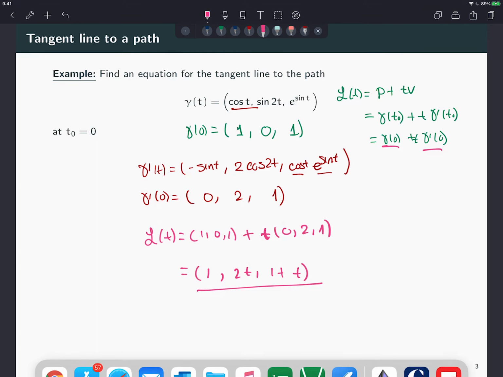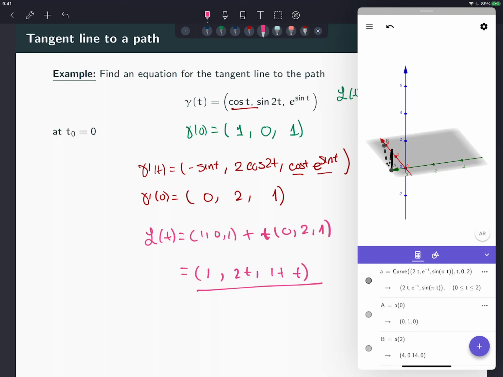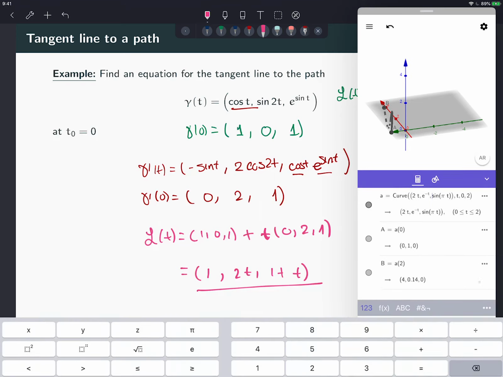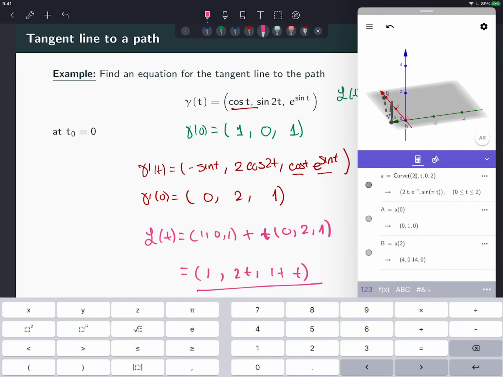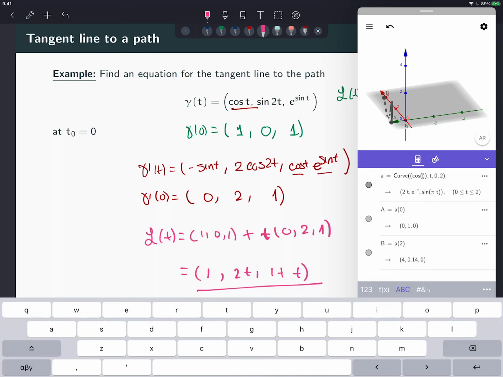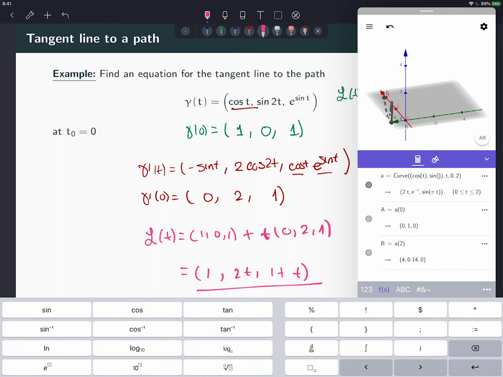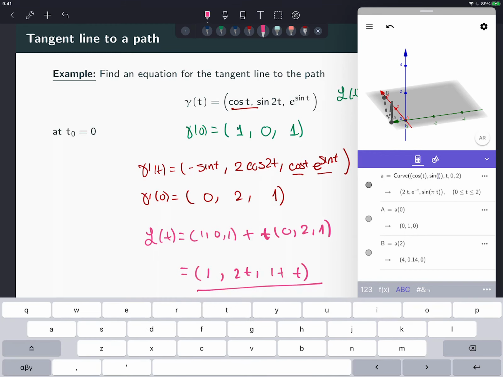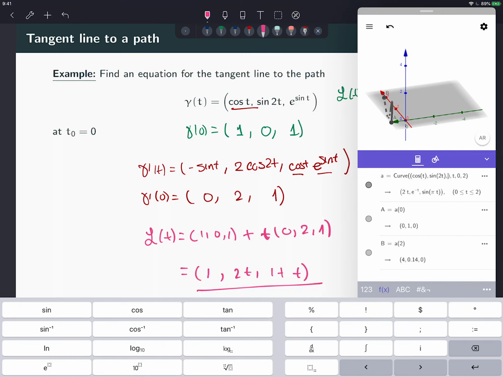So let's use this in GeoGebra. Let me erase these guys. I can change this one here and edit this curve. My curve now is cosine t. Oh, I think I had to erase it. So I can do cosine of t, and then comma, sine 2t. Oops, I need the number first, 2t. Then I need to move over here, close that comma, and then e to the sine t.